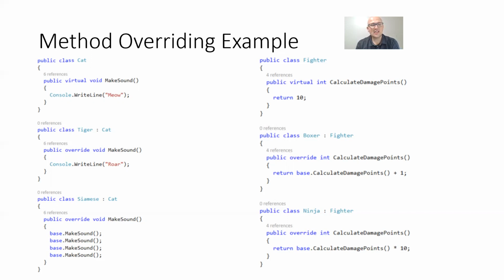So it's kind of like saying, when I override, I want to inherit all the behavior from the parent except this piece, okay? We still have access to the parent's behavior, as you can see in the Siamese class. We actually are using the base keyword. So when you are in a child class and you use the base keyword, you're actually saying, I want to use my parent's behavior. But we override the behavior by using the parent's behavior 4 times, rather than making the sound once.